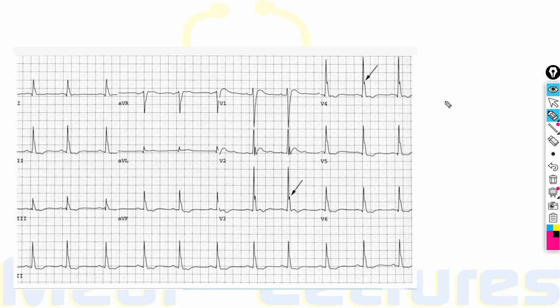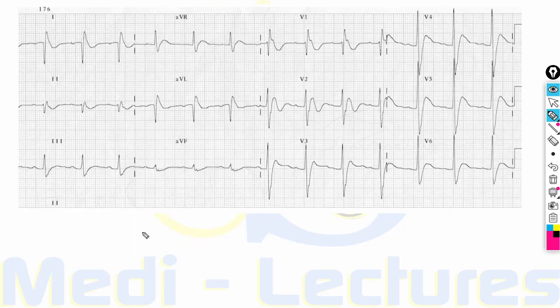Now this is the ECG of a patient of hypercalcemia. In this we can see these J points or Osborn waves in almost all of the precordial leads.